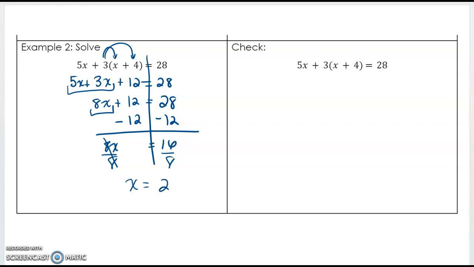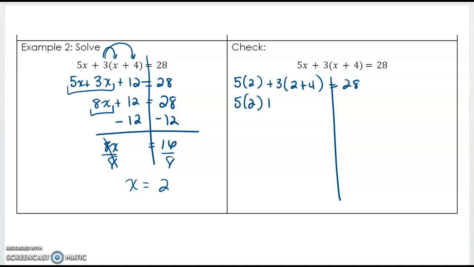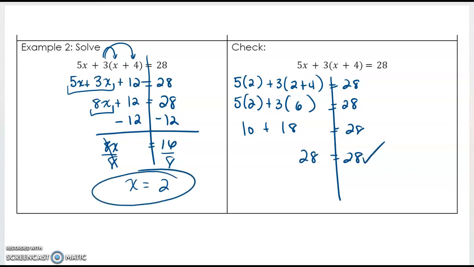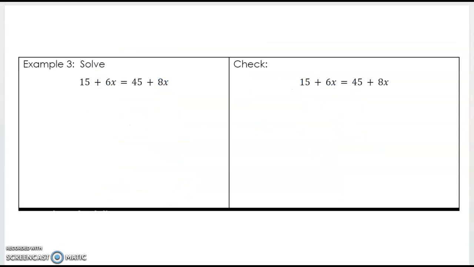To check, I'm going to replace each x with 2 and see if my equation balances. So when I do all this work, I should find out that the left-hand side becomes 28. Parentheses first, so I'm going to do 2 plus 4, which is 6. 5 times 2 becomes 10, 3 times 6 becomes 18, and 10 plus 18 does indeed equal 28, so that I know my answer x equals 2 is correct. Let's look at another one.